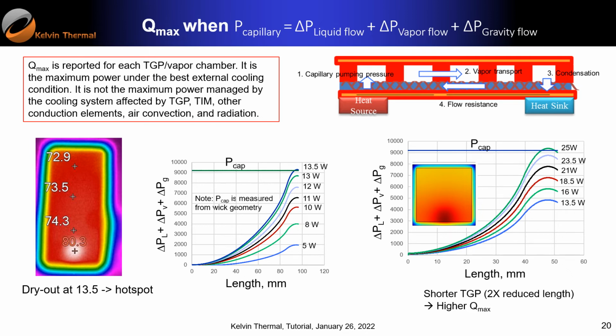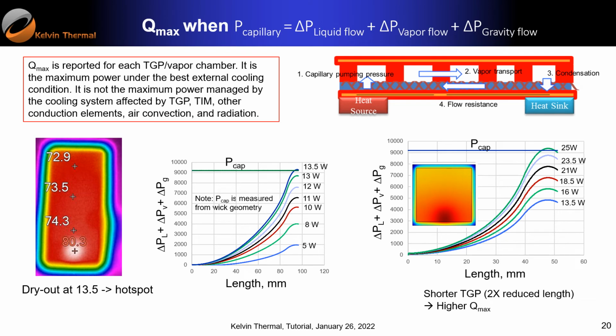So you have a high pumping pressure, but when you add the pressure drop of vapor transport and the pressure drop of liquid flow together, plus gravity, if your heat is at the top, you have a plus gravity. When they are balanced, that's the maximum power. Okay, and that's how you can see these three pressure drops plus gravity.